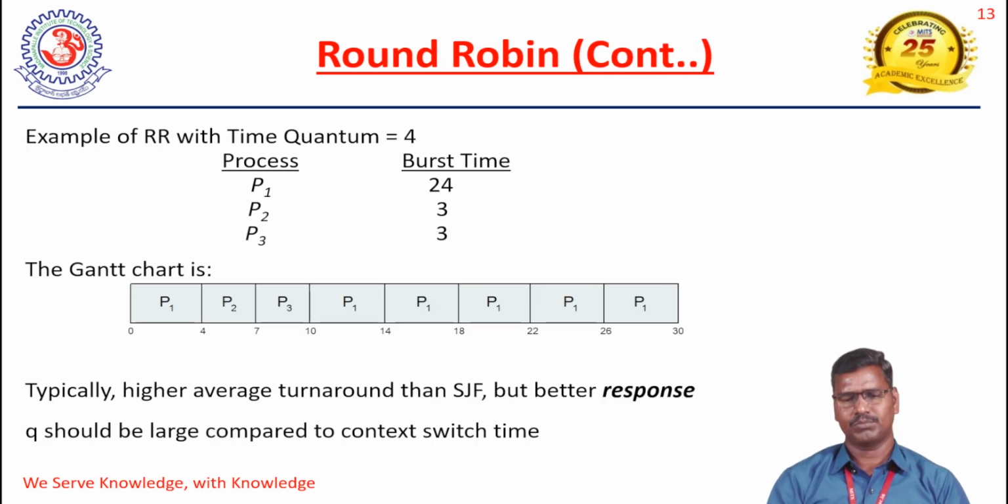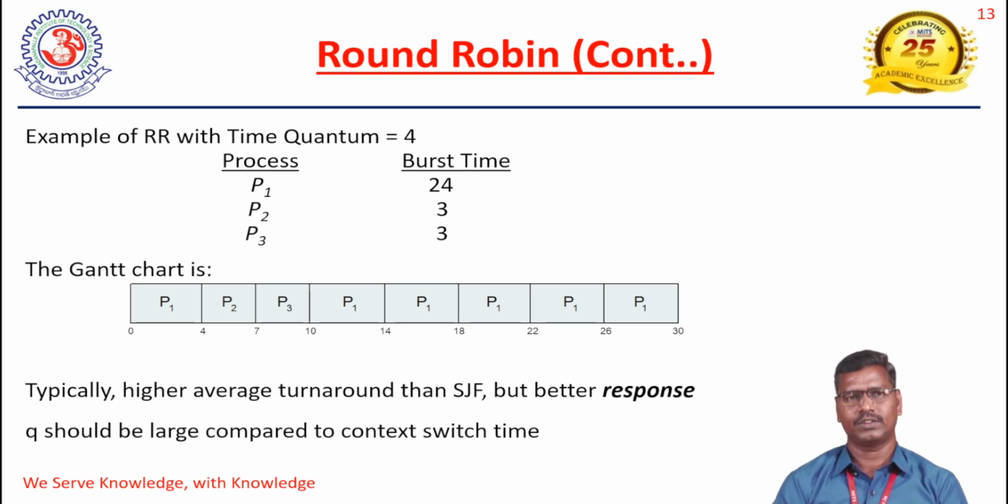Okay, this is the same example we previously used for FCFS. Example of round robin with time quantum 4 only. So every 4 milliseconds the current process is interrupted and stored in the ready queue, and the next process enters the CPU.